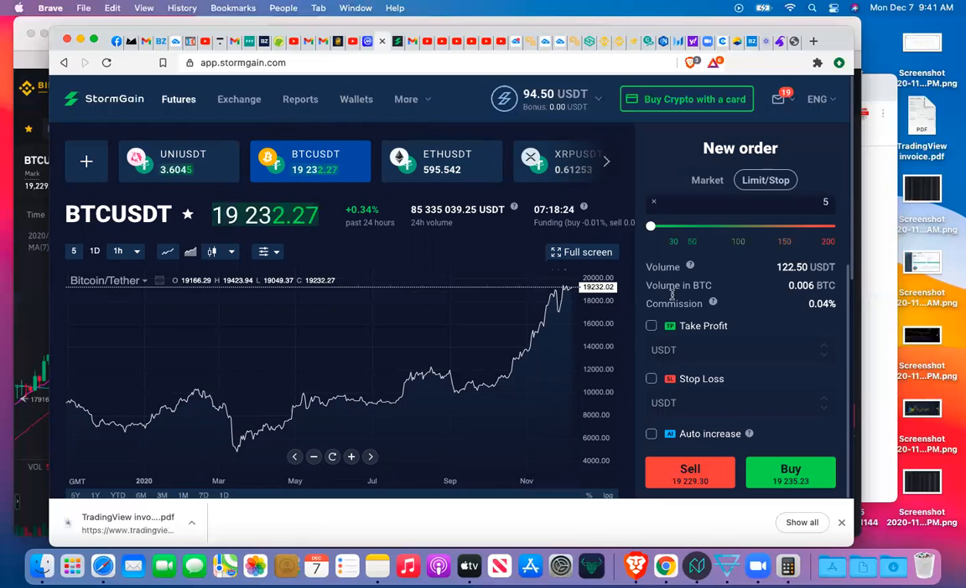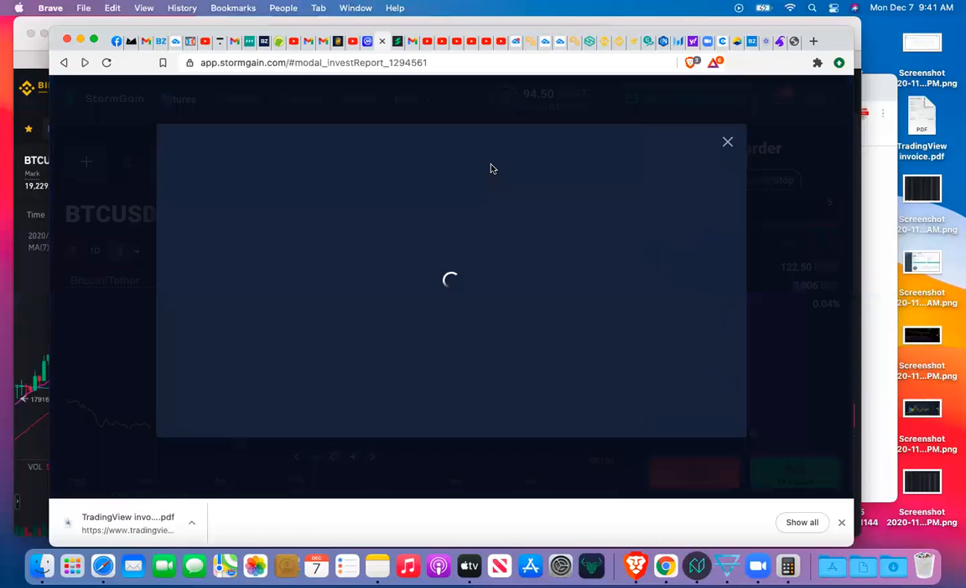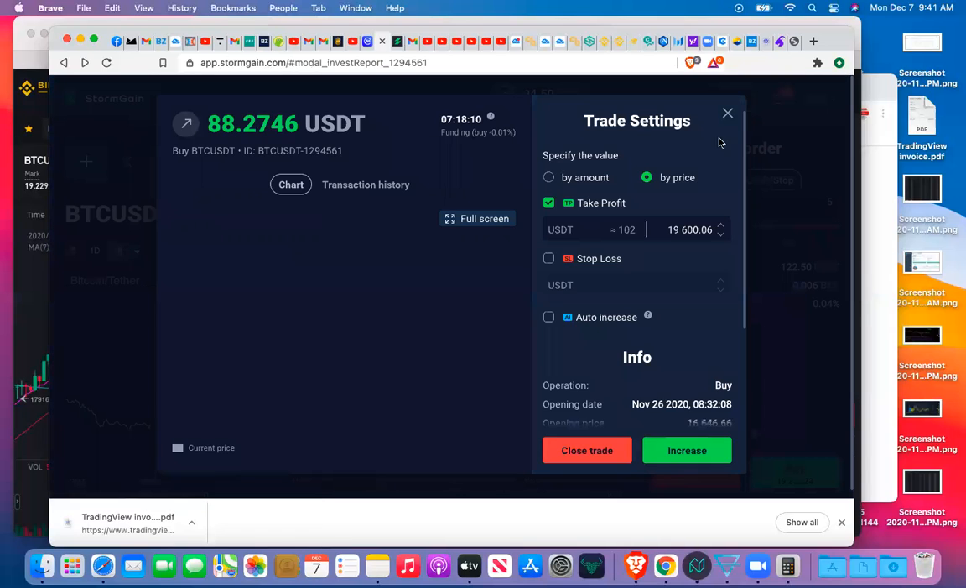So basically, you can see Storm Game. Assuming I want to enter Storm Game, maybe which other one can I enter? Litecoin, no. Rather XRP. Sorry.